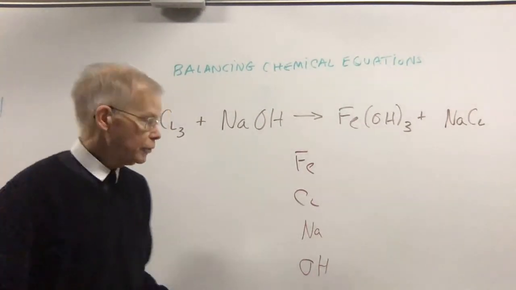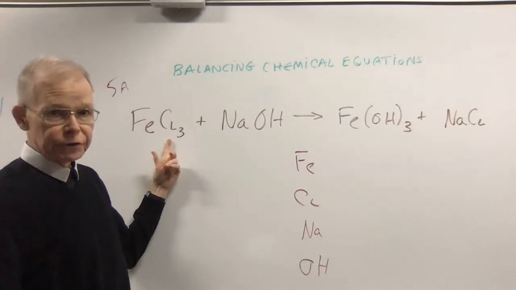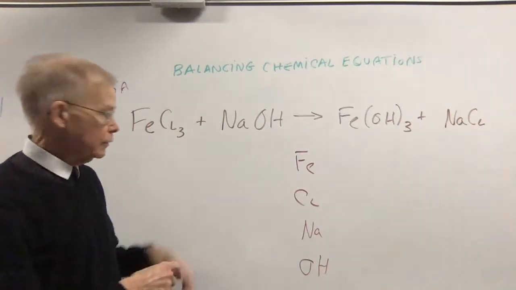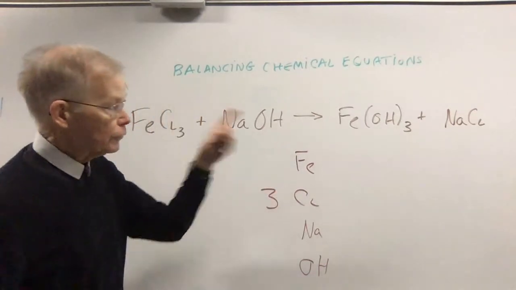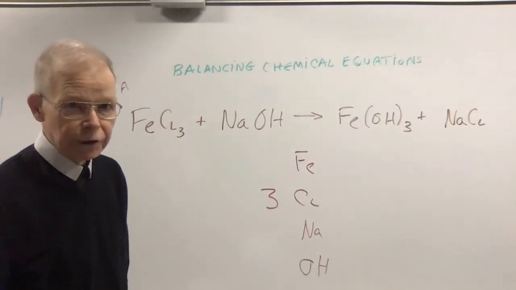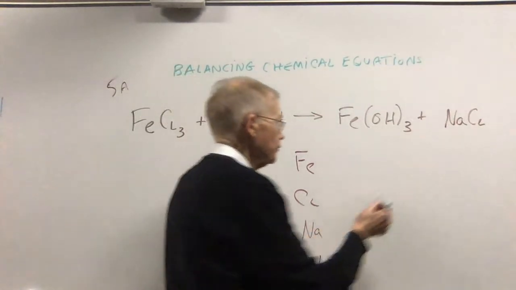I'll come back and I'll look at how many elements we have. I've got 3 chlorides on the reactant side, so I'll put a 3 in front of Cl. I go to the product side. I've got NaCl over there. There's only 1 atom showing, so I'll put a 3 in front of NaCl.